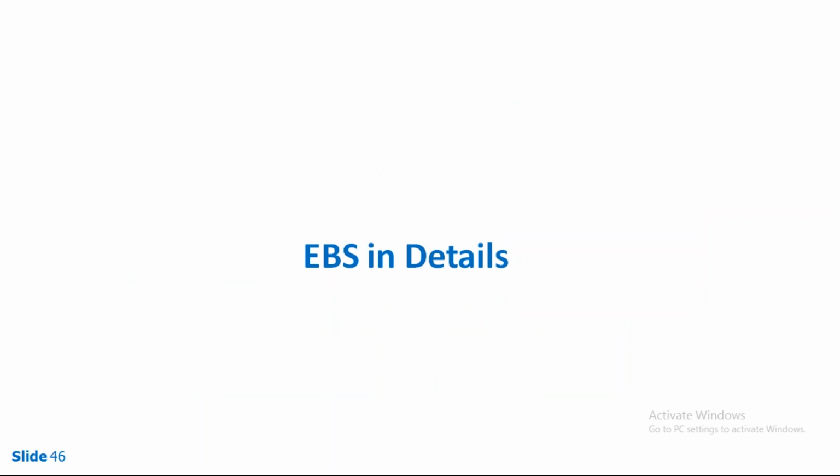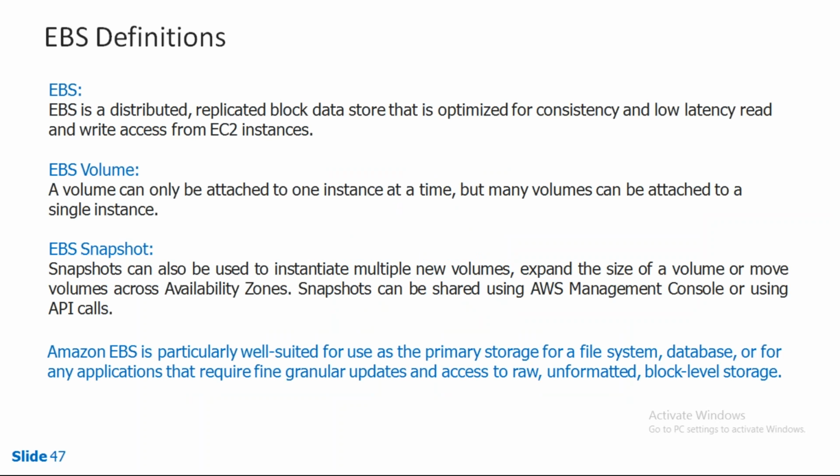Then EBS in detail, let's check. EBS is a distributed replicated block data store that is optimized for consistency and low latency read and write access from EC2 instances. Low latency so that you can access your data faster, and read write access from EC2 instances. So you can read and write anything as fast as possible.